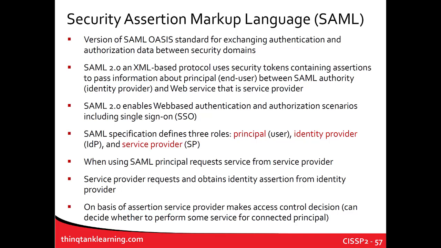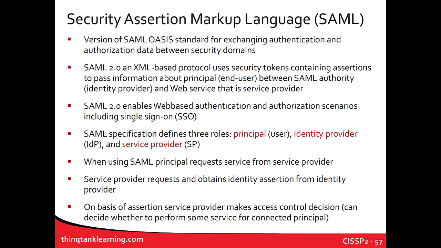Those assertions get passed from the identity provider to the service provider after the user, which is also called the principal, authenticates. So there are key roles, right? The principal is the end user that's trying to access a service. The identity provider authenticates the users and issues assertions, and then the service provider consumes that assertion and then ultimately grants access.